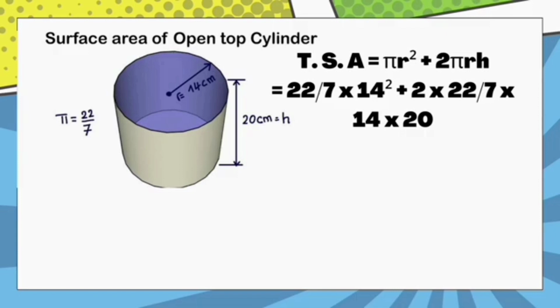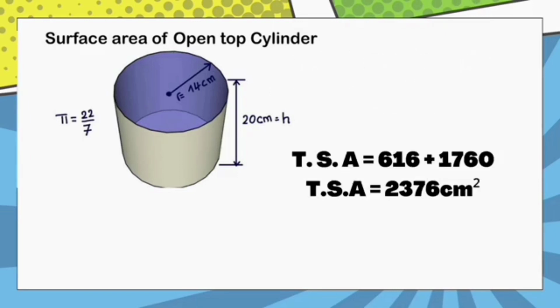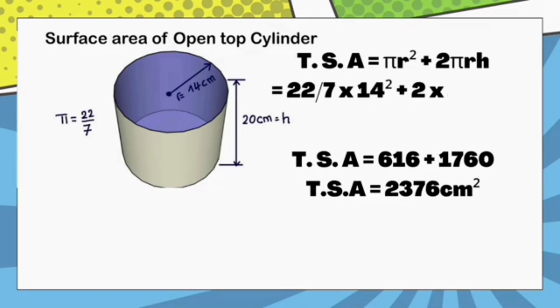Taking pi as 22/7 and substituting your values into the formula, the total surface area of the hollow or open cylinder is 2,376 centimeters squared. I hope this solution is clear to you.